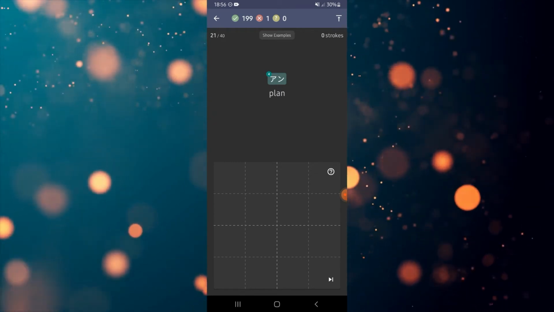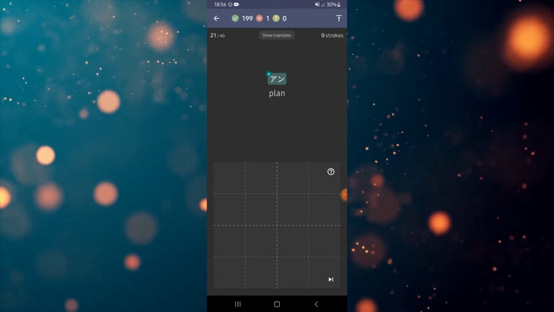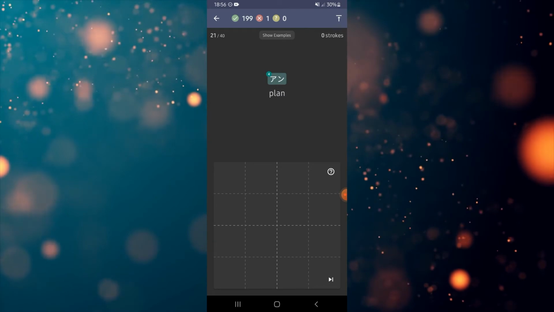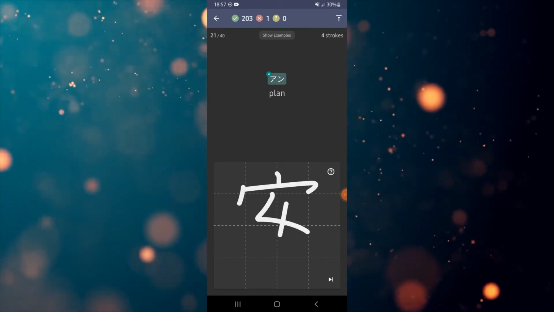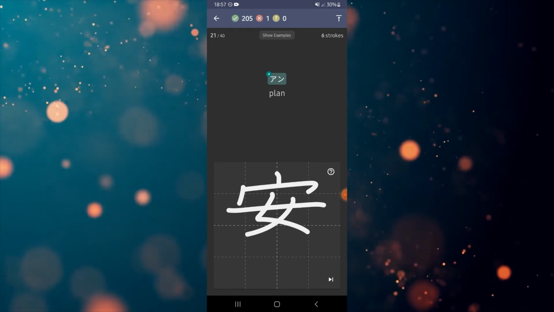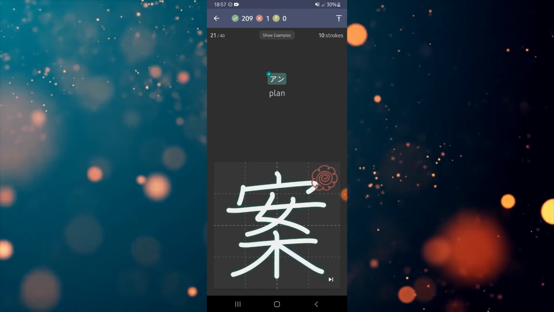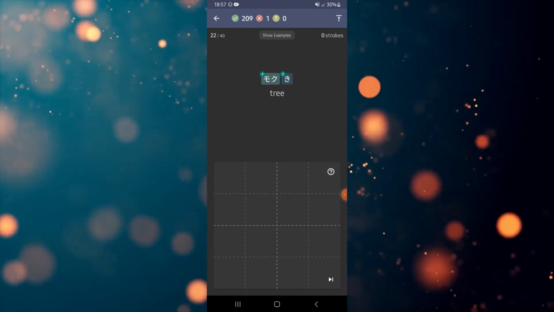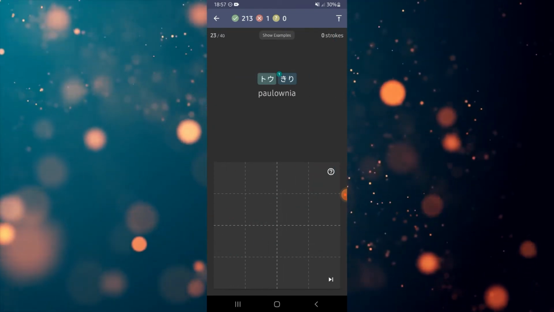Plan. So plan is basically a young lady who plans to relax after a long day of work. So draw the kanji for relax. She's a female, like that, on the house. Then I'll draw the kanji for tree. So she's planning to relax by the tree by hanging that hammock. And for tree, it is quite easy, which I've done so many times.